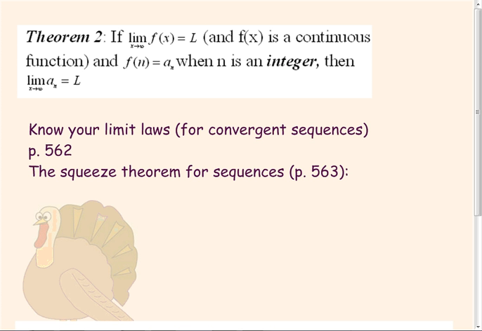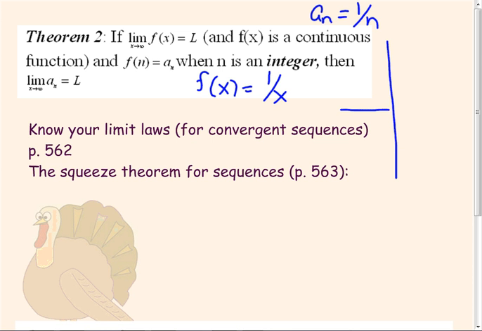If the limit of my function is L, assuming f is continuous, and I can model my sequence with this function. So for instance, if a sub n is equal to 1 over n, then f of x can be modeled with 1 over x. If I look at the graph of the sequence versus the function, here's the function. Remember what 1 over x looks like. We're always talking about positive values as well. I forgot to remind you of that.